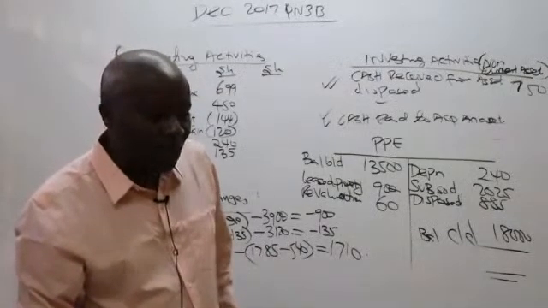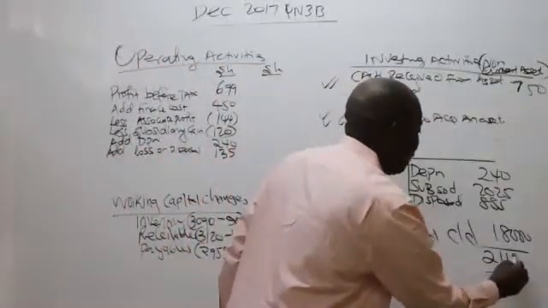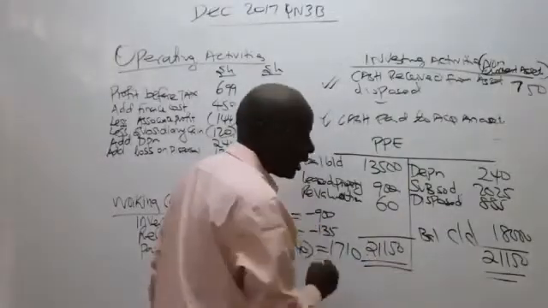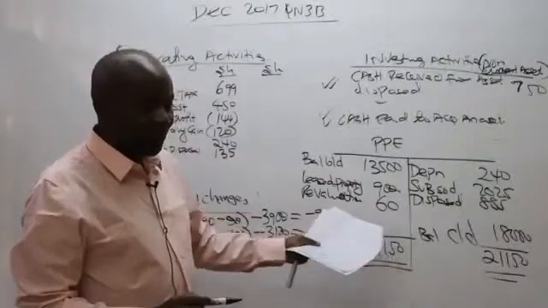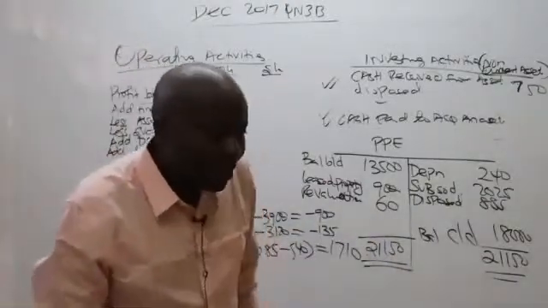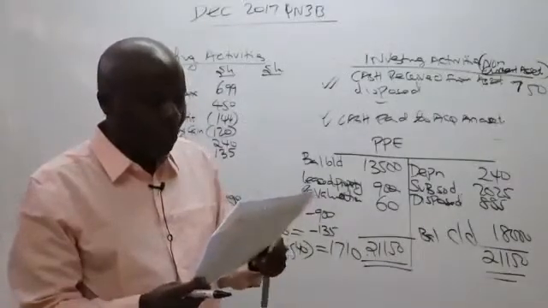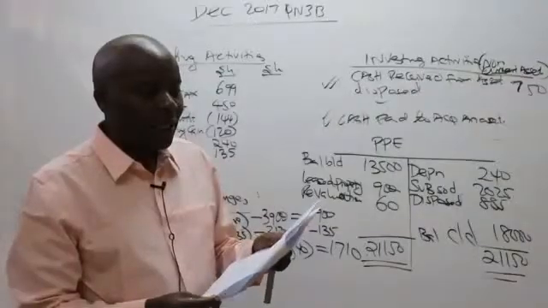They say 21,150. This is the big one, truly. This is 21,150, meaning that the balancing figure will come on this side. The revaluation amount is from where? It's from note number 6.